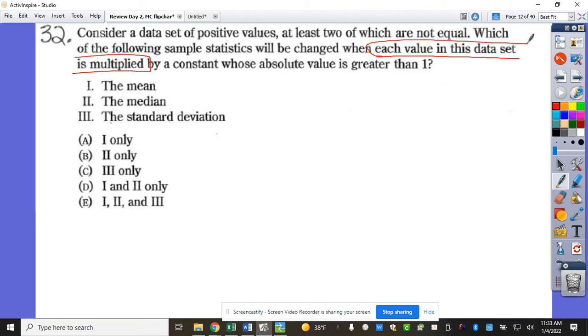I'm going to multiply everything by some number. Which things change? Let's say it's a 10-question quiz, and I go from number of questions right to a score. Is your mean going to change? The number of questions right versus your actual score. Yes, so if it's 7 questions right, that might be a 70. So that's going to change. Is my median going to change? Is my standard deviation going to change?